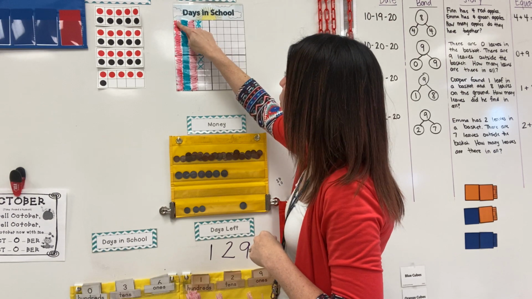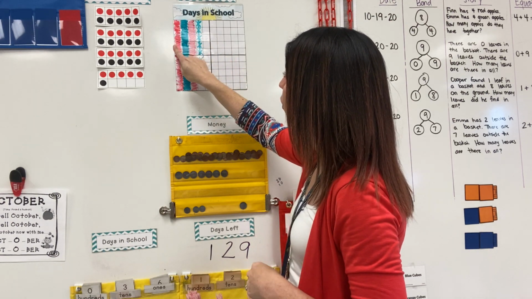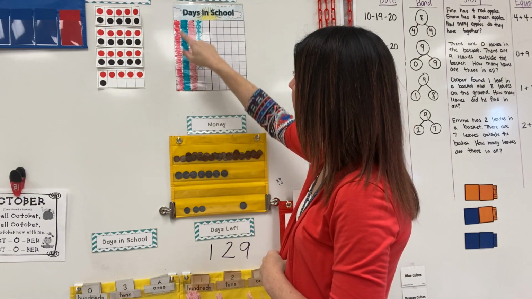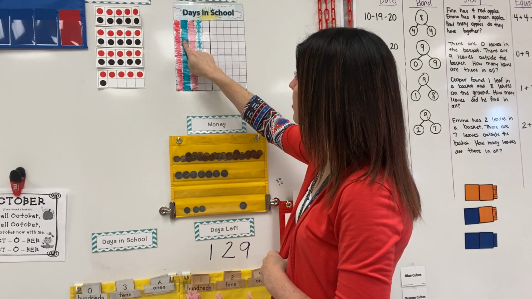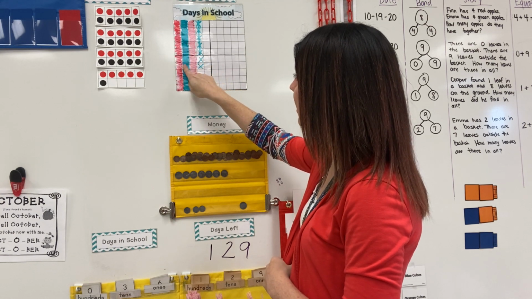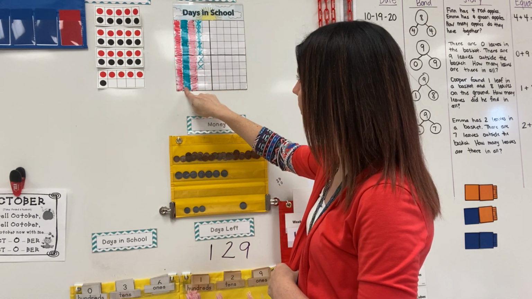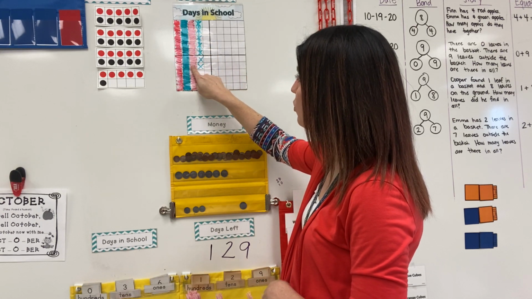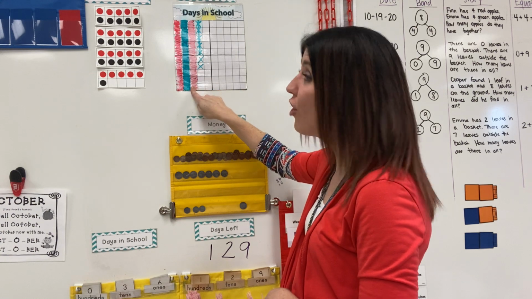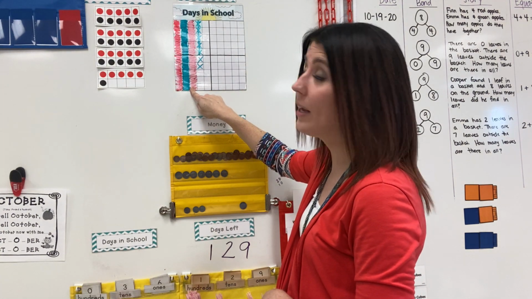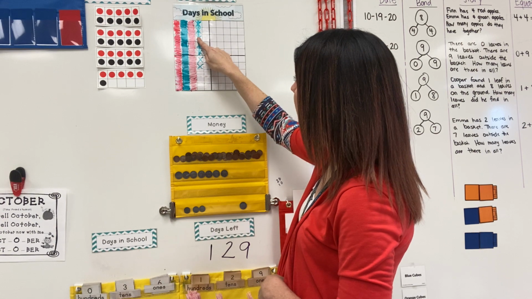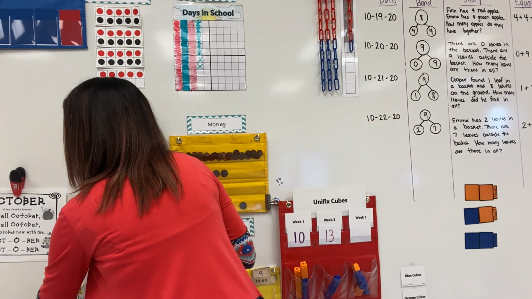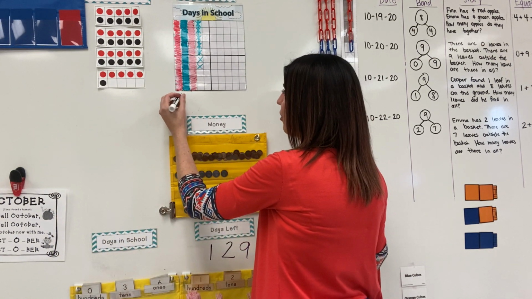Here we go. 1, 2, 3, 4, 5, 6, 7, 8, 9, 10, 11, 12, 13, 14, 15, 16, 17, 18, 19, 20, 21, 22, 23, 24, 25, 26, 27, 28, 29, 30. So we're at 30. 31, 32, 33, 34, 35, 36, 37. You've been in school for 37 days. Let's look at 37.